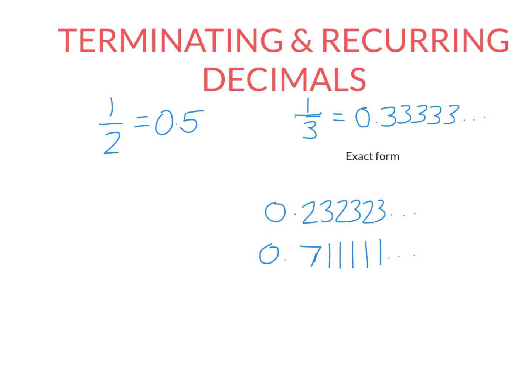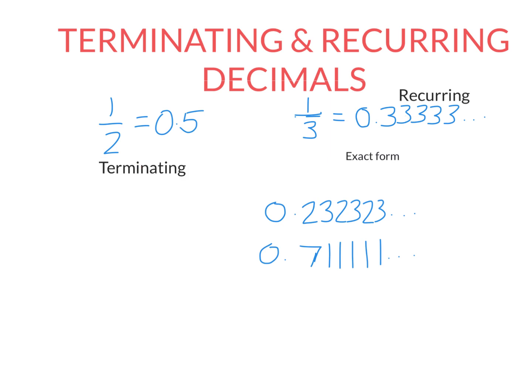Turns out, if you write a third as a decimal, it's 0.3333333333. The threes go on forever. That's what these three dots mean. It goes on forever in that pattern. So here we have two different types of decimals, terminating and recurring.